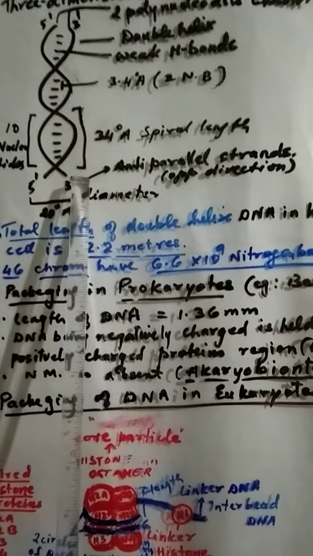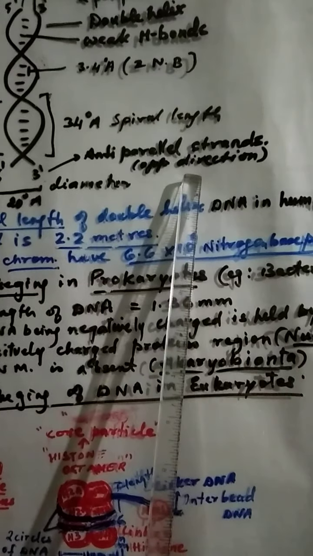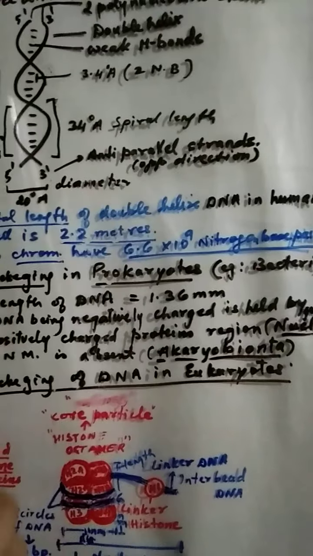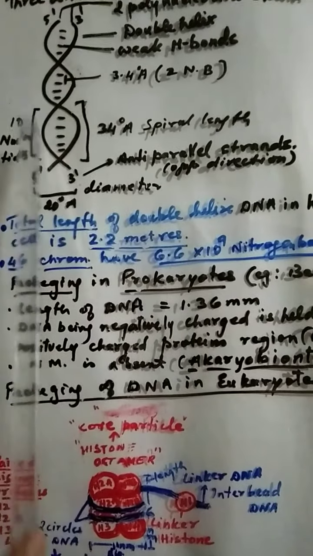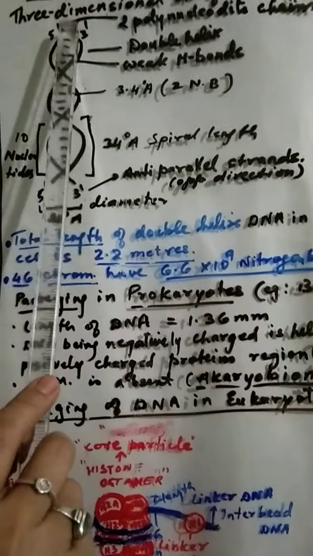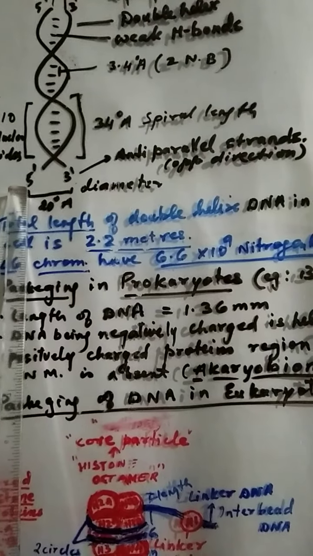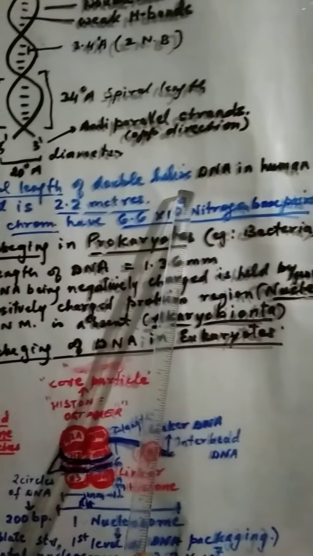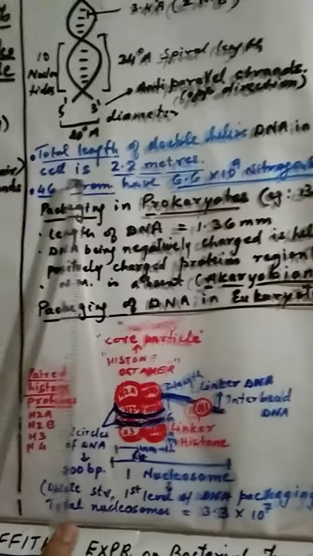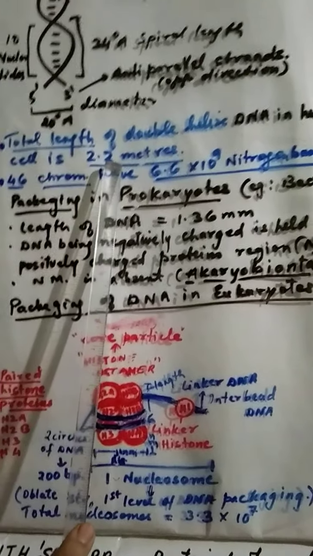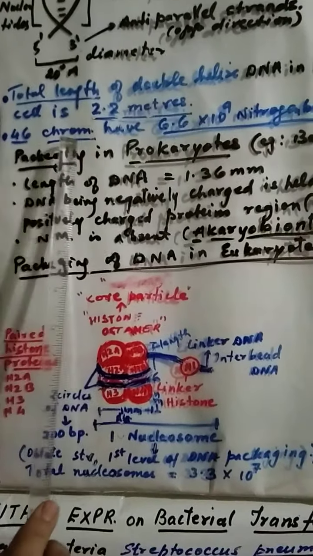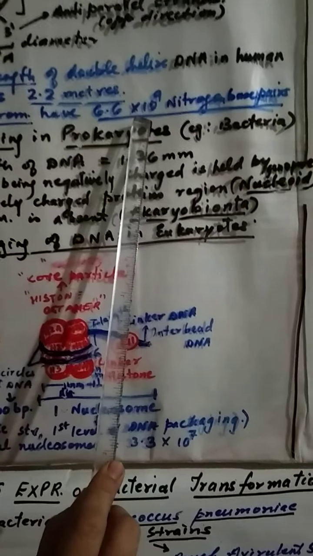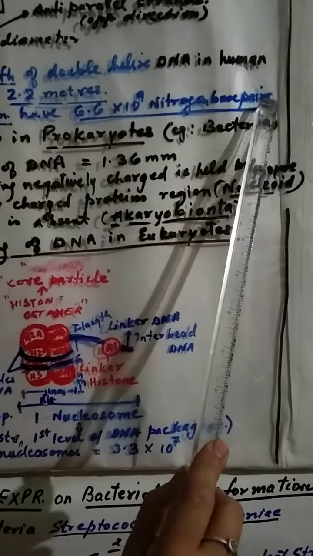The two strands are anti-parallel to each other, or we can say they are arranged in opposite directions. That is, one starts with 5' and ends with 3', the other starts with 3' and ends with 5'. Now the total length of double helix DNA in a human cell is 2.2 meters. So 46 chromosomes have 6.6 into 10 raised to the power 9 nitrogen base pairs.